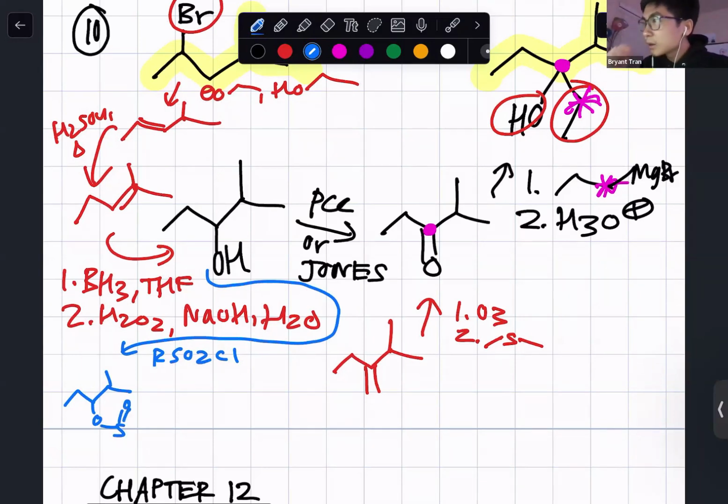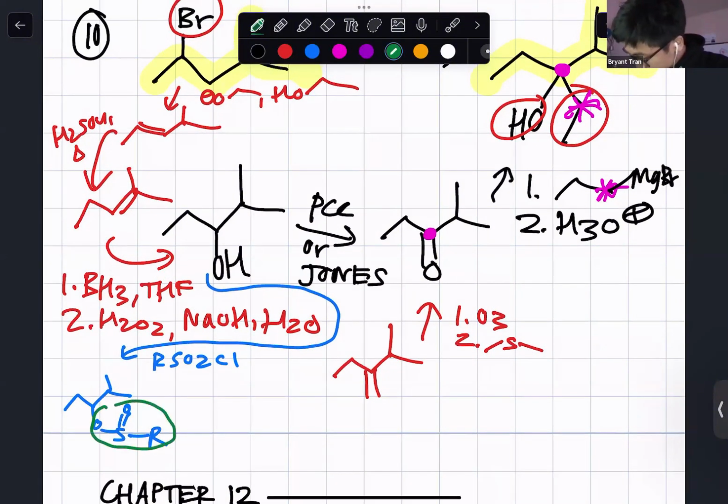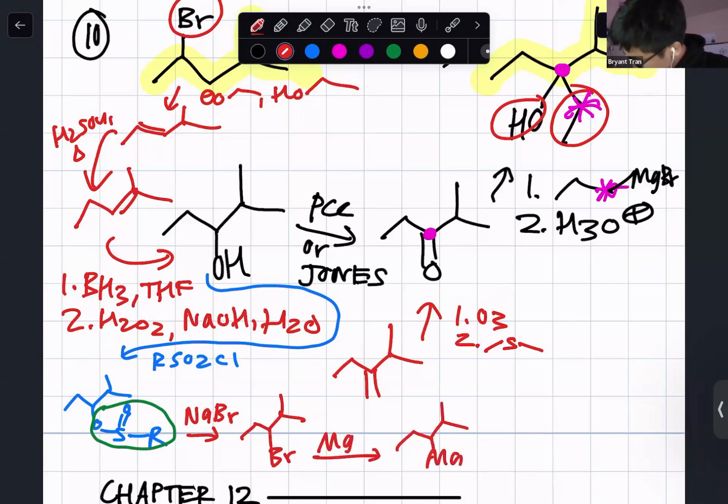RSO2Cl. Yep, negative charge, and R right there. Okay, SO2Cl. Now this right here is a good leaving group. Let's do SN2 with NaBr to convert that good leaving group into Br. And I convert this into a Grignard reagent using Mg to create MgBr.